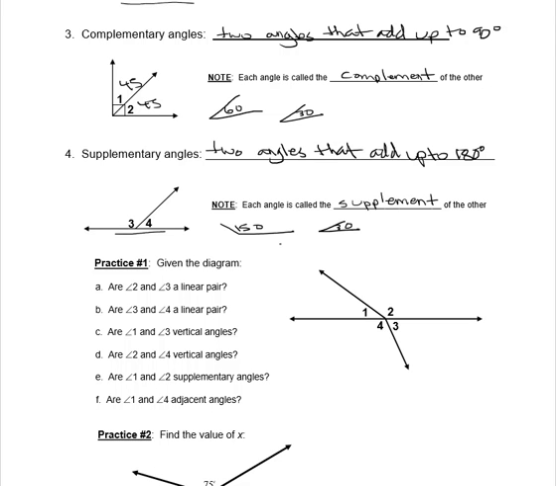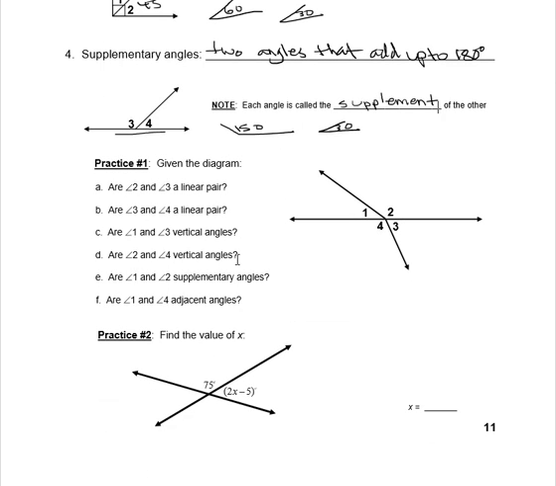So let's take a look at some examples here. Are 2 and 3 a linear pair? Well, 2 and 3 are adjacent, so it satisfies that first requirement, because remember, for a linear pair, there are two requirements. One, adjacent, and two, supplementary.